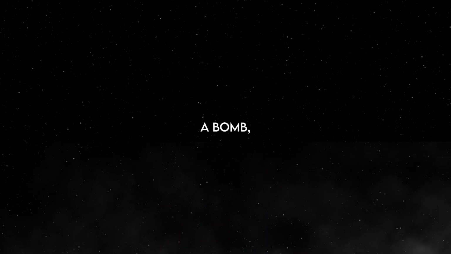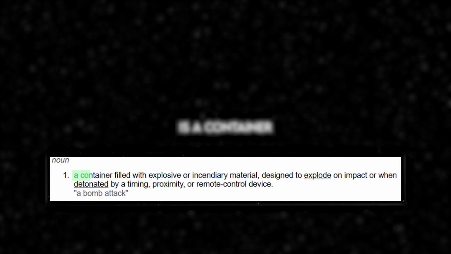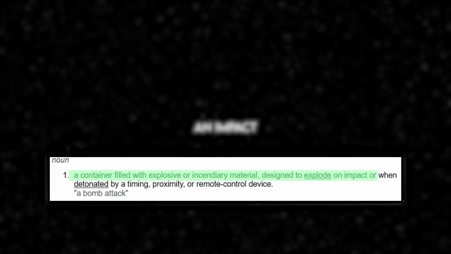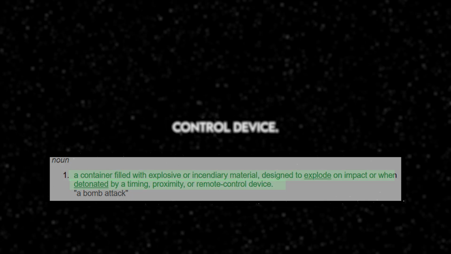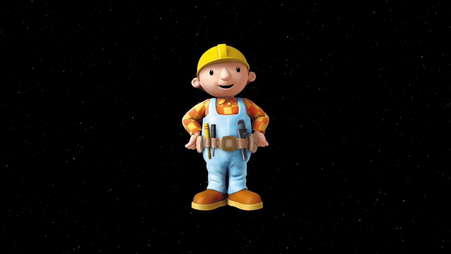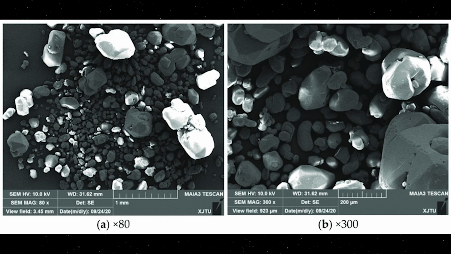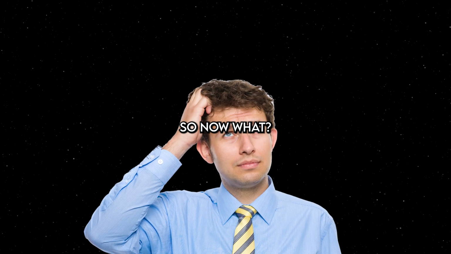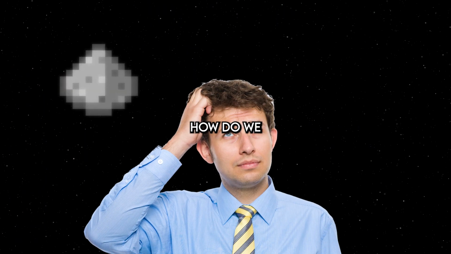First, let's understand how a normal bomb works. A bomb, by definition, is a container filled with explosive or incendiary material designed to explode on impact or when detonated by a timing, proximity, or remote control device. Cool, right? Let's build one. Most conventional bombs today use either TNT, RDX, or ammonium nitrate. So now what? We have some explosive powder. How do we detonate it?